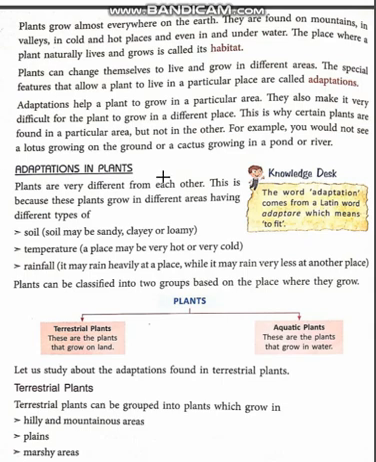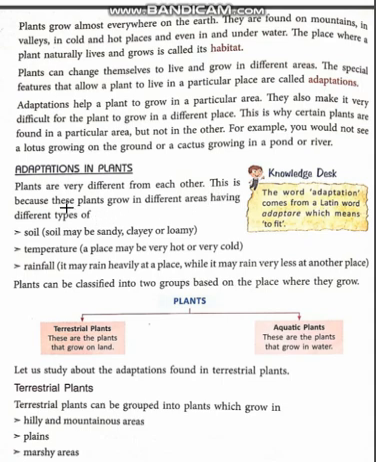Now here we will talk about the different kinds of plants. We broadly classify plants into two types. Let us read. Here is one knowledge test. The word adaptation comes from the Latin word adaptere, which means to fit. Now, adaptation in plants. Plants are very different from each other. We all know some plants are big, some small, some cone shaped, some round, some oval. So that's why they are very different from each other.